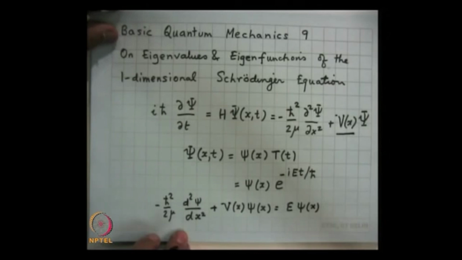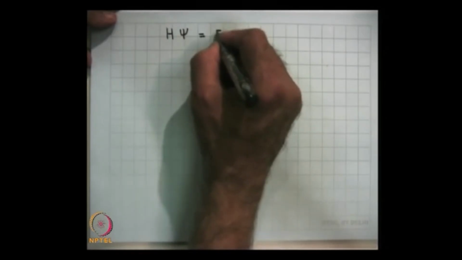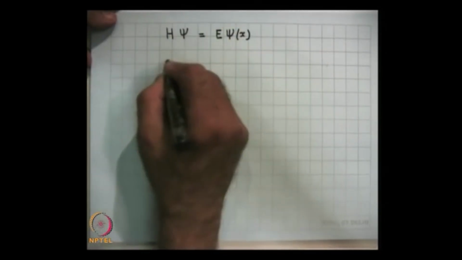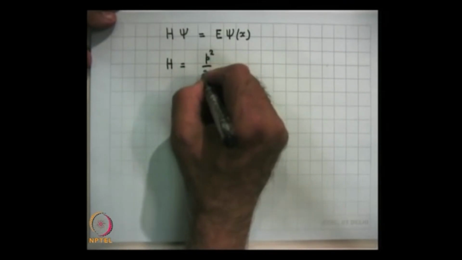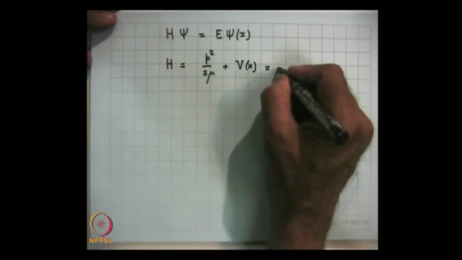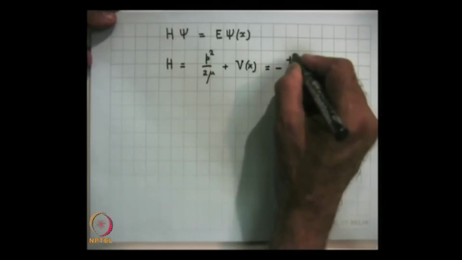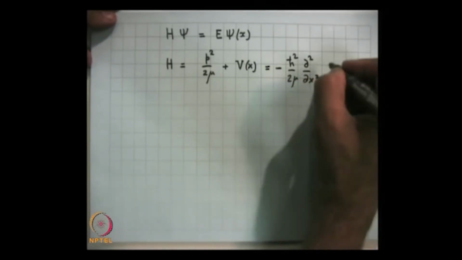is equal to E psi. So, this equation is actually an eigenvalue equation, because we can write this equation in the following form, that H psi is equal to E psi, where H is the Hamiltonian operator, which is the kinetic energy p square by 2 mu plus V of x, and if I substitute for p is equal to minus i h cross delta by delta x, we will get minus h cross square by 2 mu delta 2 by delta x square plus V of x.